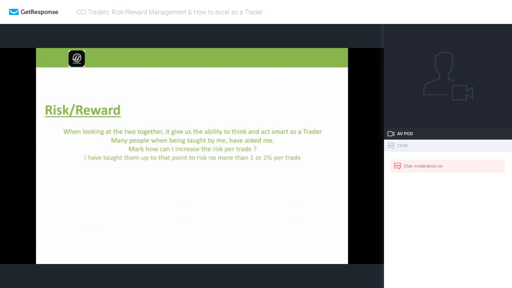Up till that point, I've usually taught them to risk no more than 1 or 2% per trade as an absolute maximum. Any more than that, and you run the risk of wiping accounts out very quickly if you have a run of losing trades.